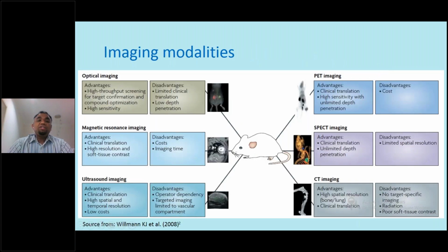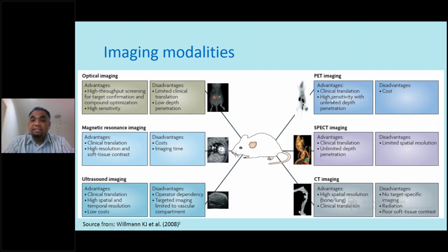So in terms of imaging modalities, this slide shows the range of imaging modalities available, not necessarily on the human, but also for small animal imaging. This just shows there are a range of imaging modalities that we can use, especially the PET imaging. What are the advantages of PET imaging?